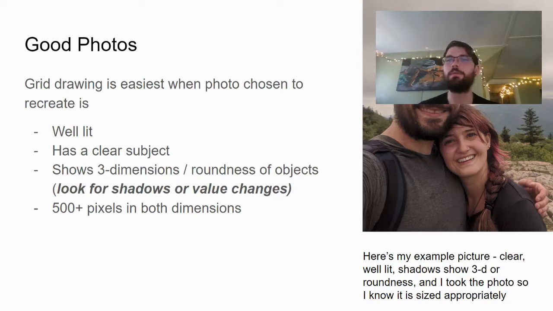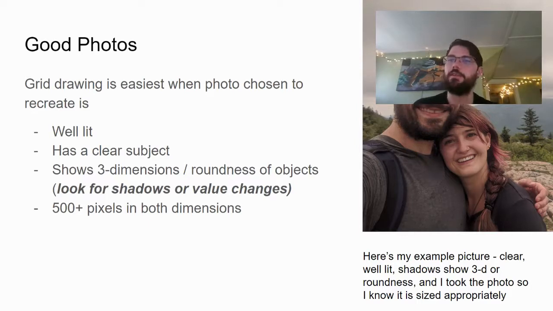So, when we're talking about grid drawing, we want to choose a photo that is going to work well. Specifically, that means we want one that is well lit, that has a clear subject. Typically, we want to be close up to the subject. We want to make sure that our photograph shows 3 dimensions or a sense of roundness.